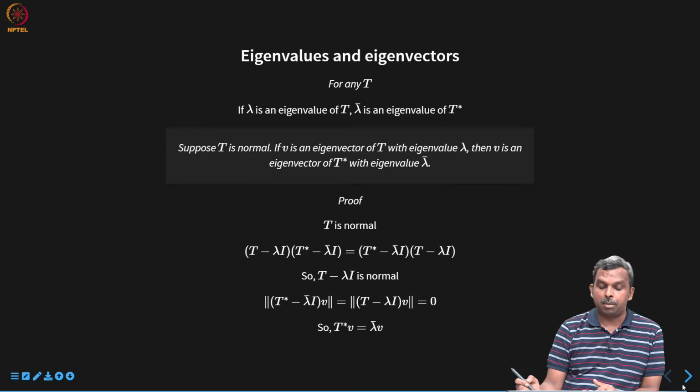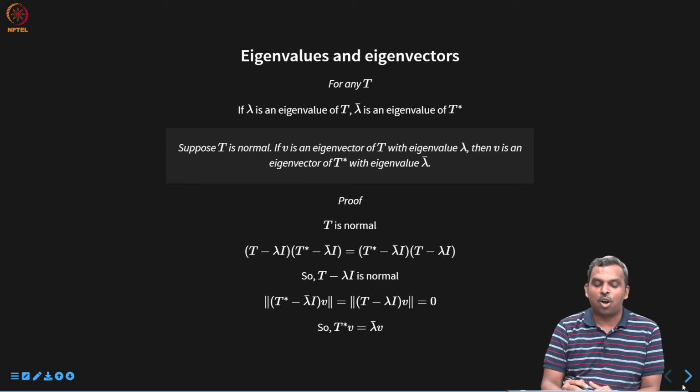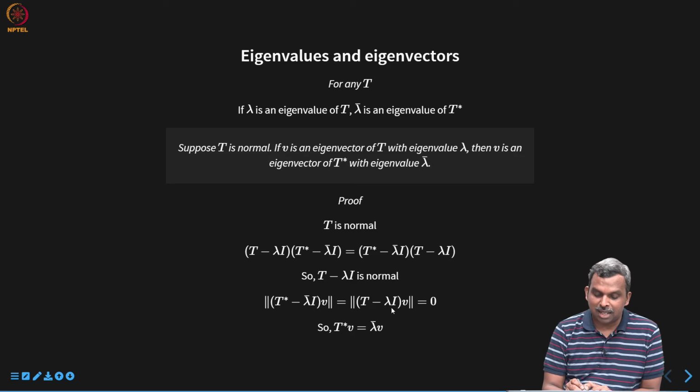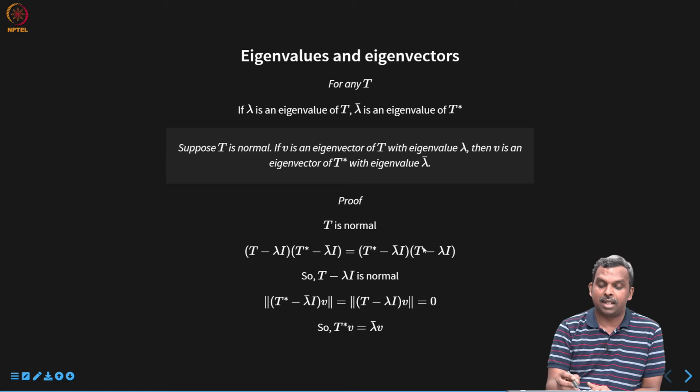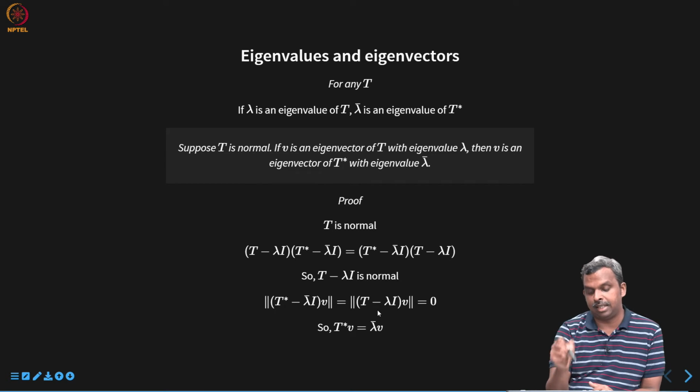Once T minus lambda I becomes normal, you use the normal property, which is that the norm of T star minus lambda bar I applied to V equals the norm of T minus lambda I applied to V, and that is equal to 0, right? Clearly, T minus lambda I applied to V is 0 because lambda is an eigenvalue of T with eigenvector V. So clearly, T star V equals lambda bar V. So lambda bar is an eigenvalue for T star with the same eigenvector V.